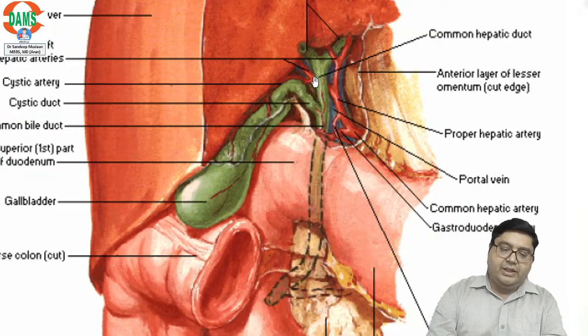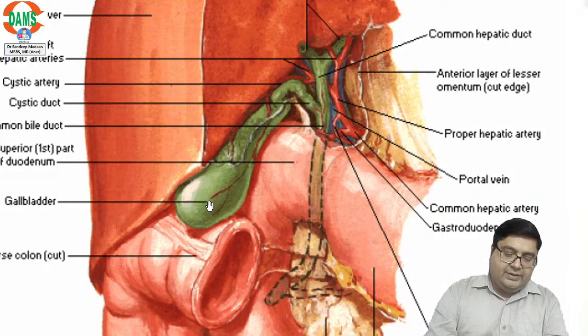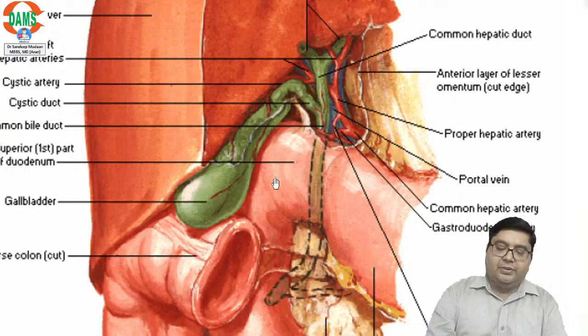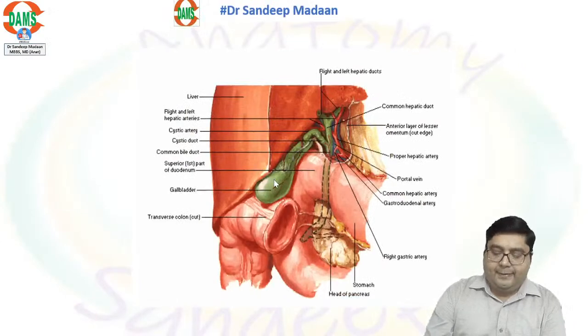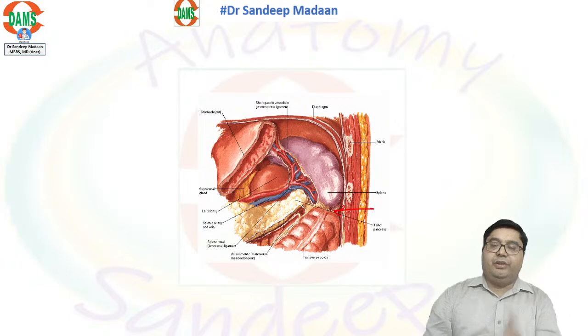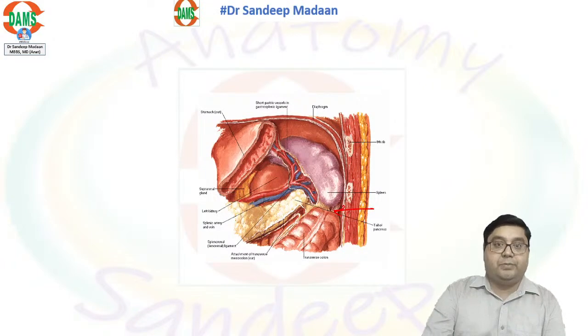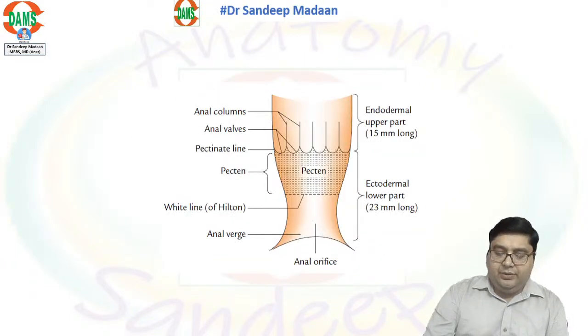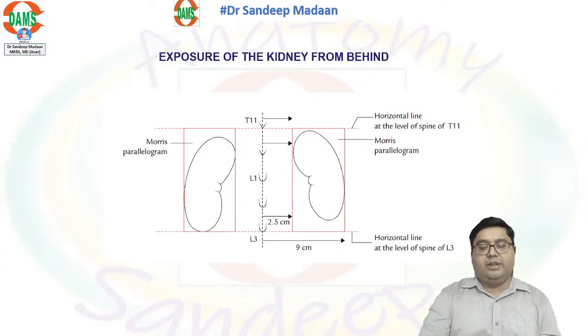This smaller triangle is the Calot's triangle, updated one. Also another part, the fundus is related to the transverse colon and the pylorus related to the duodenum, right? And this ligament is the phrenicocolic ligament, which will prevent the downward growth of the spleen. Okay, and if you look at it this way, the kidney exposure is done from behind.